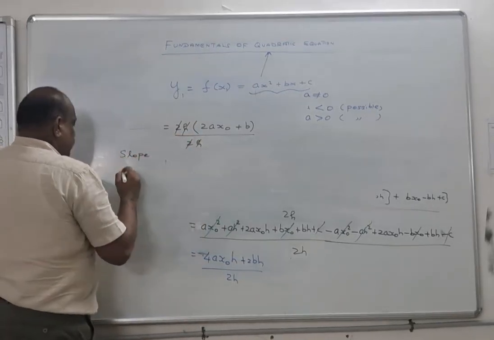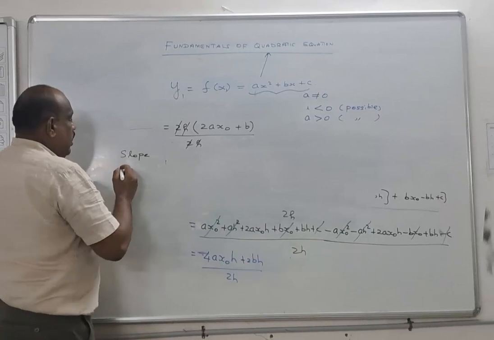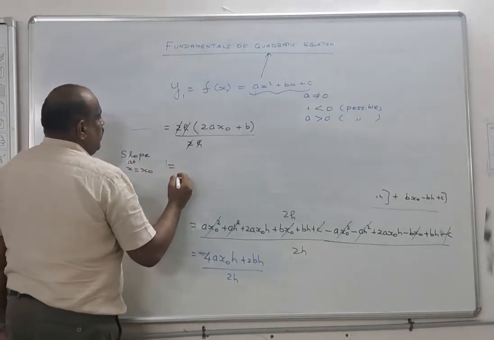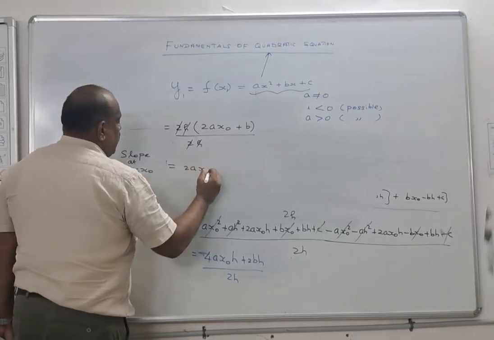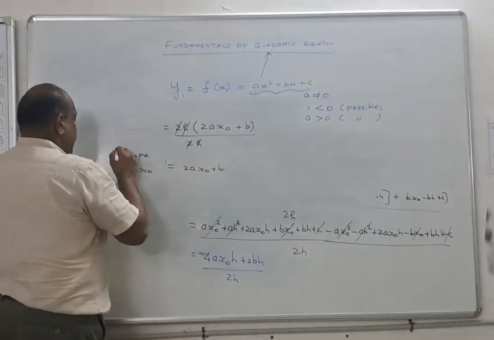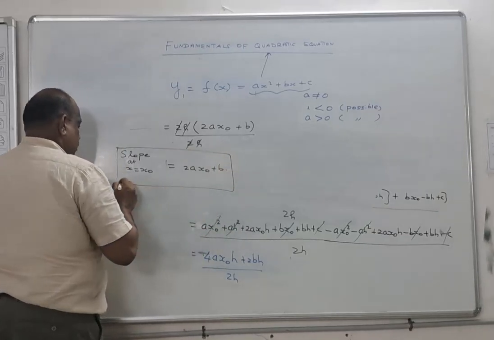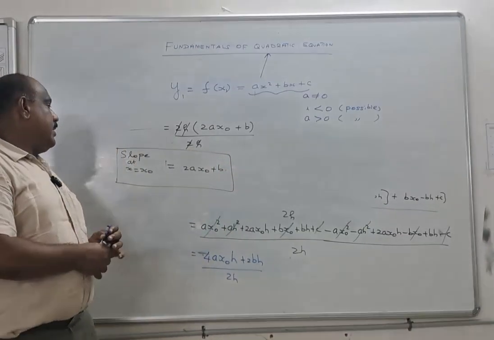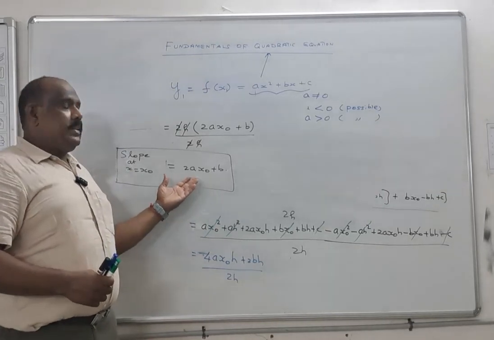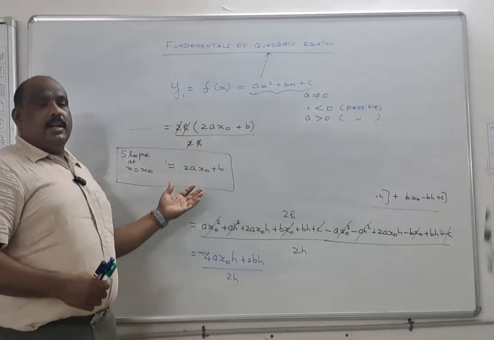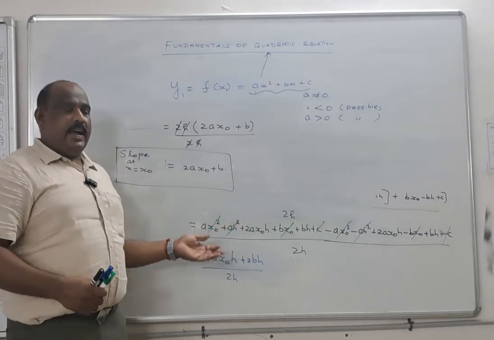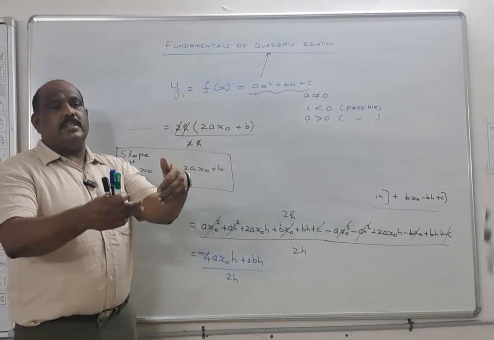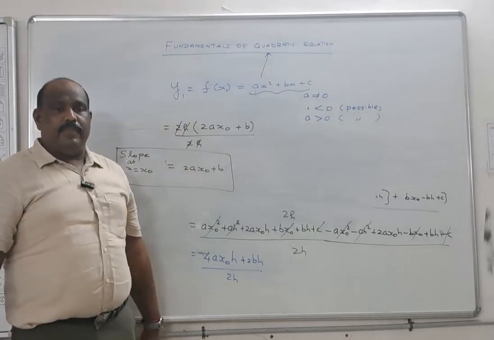So the slope of the given quadratic equation of the parabola at x equal to x naught is given by what? 2a x naught plus b. So here we see that this slope is not a constant, it keeps on varying as x varies. This x is at x naught, but if x is not at x naught, it is going to be x1, it will have a different value.